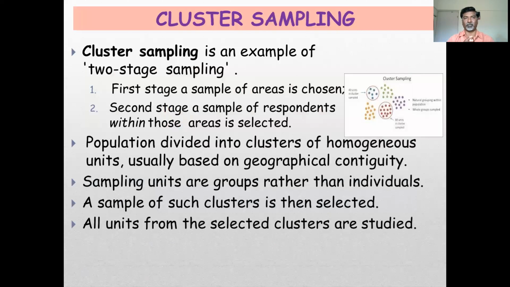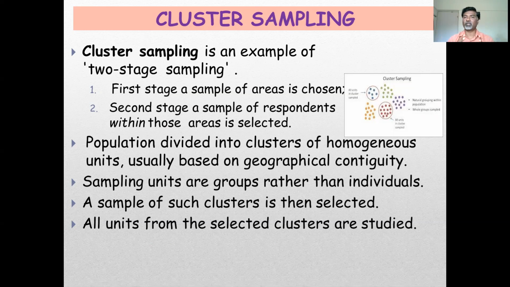Then the next one is the cluster sampling method. It is somewhat like our stratified sampling method. Cluster sampling is an example of two-stage sampling. In the first stage, a sample of areas is chosen, and in the second stage, a sample of respondents within those areas is selected. Out of the total population, we create different clusters. If we have created 100 clusters, then out of those 100 we select some clusters, that may be 10, 20, 30. Those clusters we select for our research.